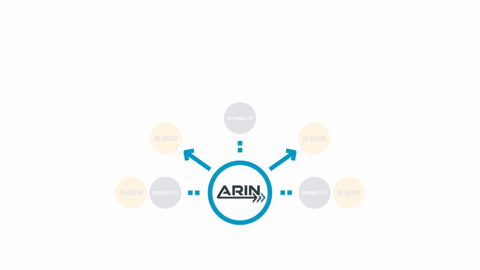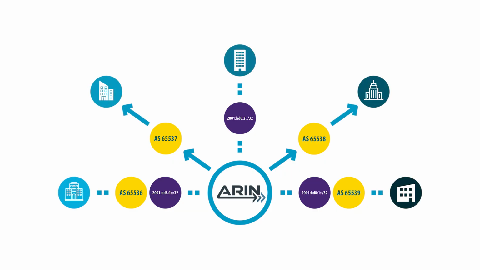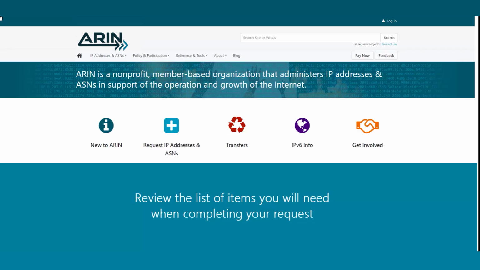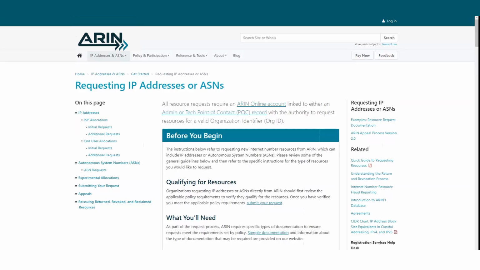ARIN allocates IP addresses and autonomous system numbers, or ASNs, to organizations following the policies outlined in our Number Resource Policy Manual. Before you submit a request for IP addresses, you should review the information available on ARIN's website by choosing IP addresses and ASNs, followed by requesting IP addresses or ASN. Here, you can review the requirements to qualify for resources and learn about the documentation ARIN will need from you to approve your request. If this is your first ARIN transaction, you will need to do a few things before you can request an ASN.